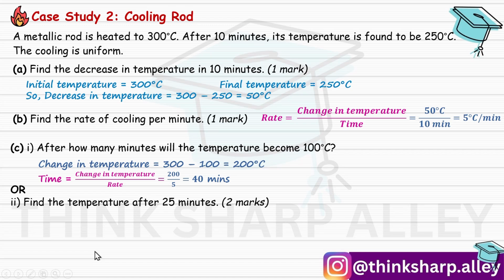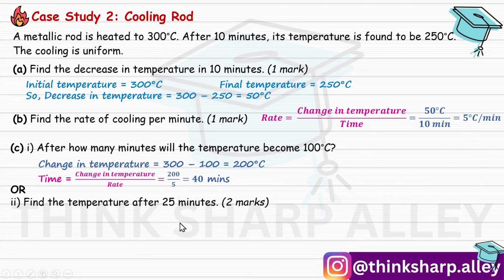Next, the OR part of this question. Find the temperature after 25 minutes. So over here, we know the rate now. The temperature is decreasing at 5 degrees Celsius per minute. So in 1 minute, the temperature is decreasing by 5 degrees Celsius. So in 25 minutes, the temperature will decrease by 25 times 5.